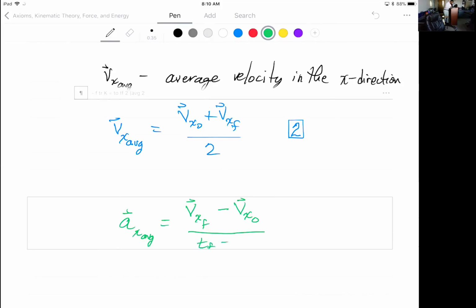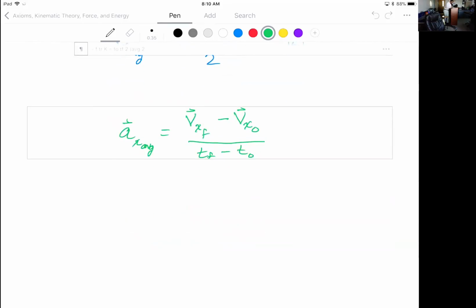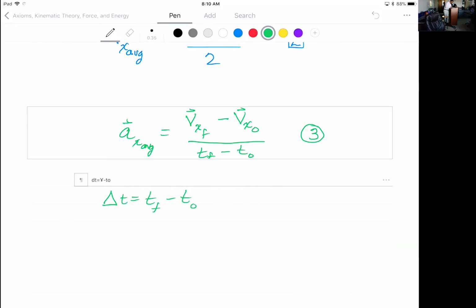The final time minus the initial time. All right. So this is going to be equation number 3. Okay. So you'll see that we have delta t in the bottom here. That's TF minus T initial, the final time minus the initial time.